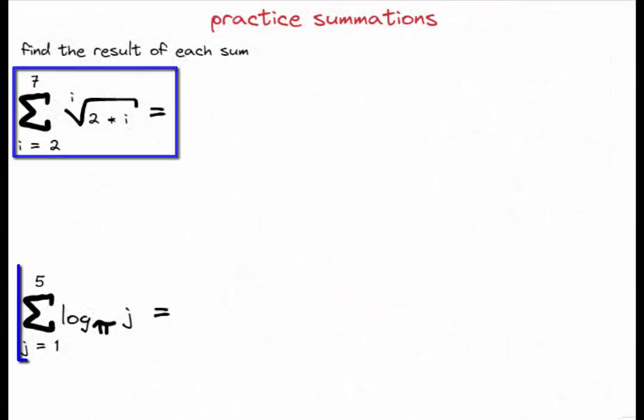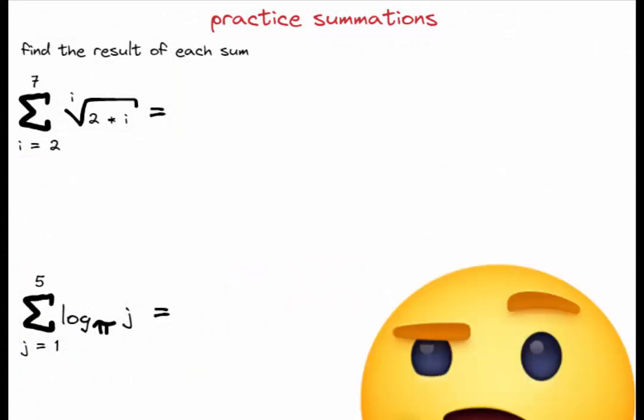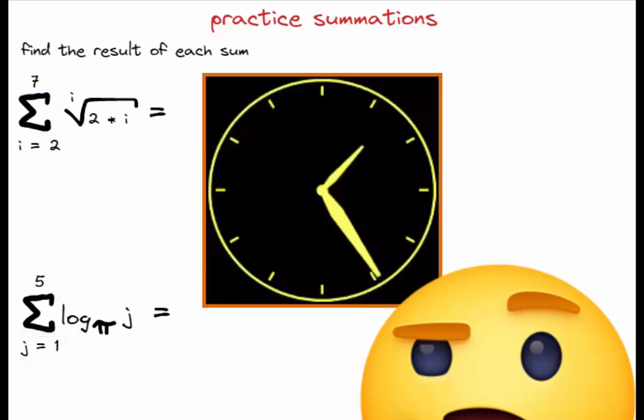Now, given these two summations, find the result for each one. Just replace the term with the numbers from the start point to the end and finally sum all.